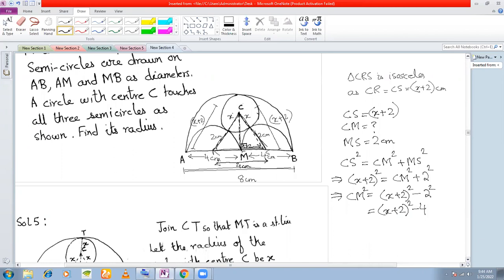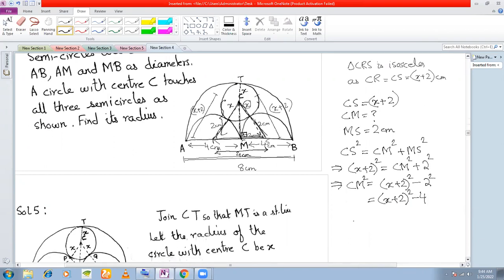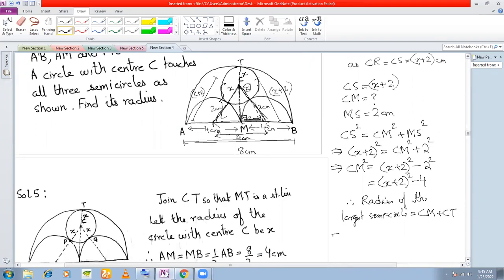I've already found this length in terms of X. Now, if I join this here, let us call this point T. I've taken the radius of this as X centimeter, so this must also be X. So what is the radius of the largest semicircle? The radius of the largest semicircle is CM plus CT, isn't it?